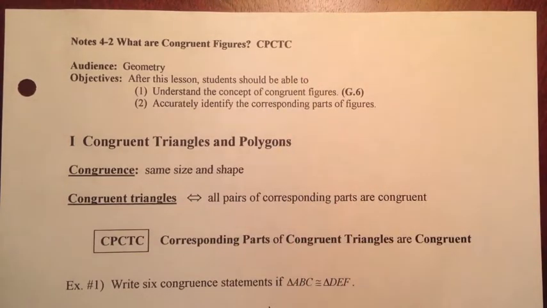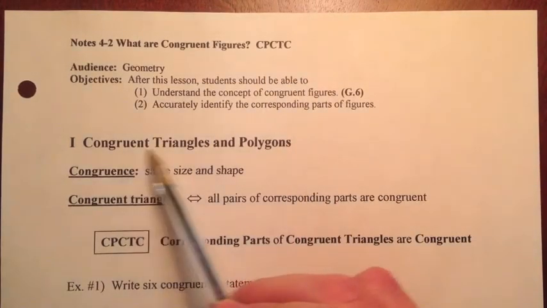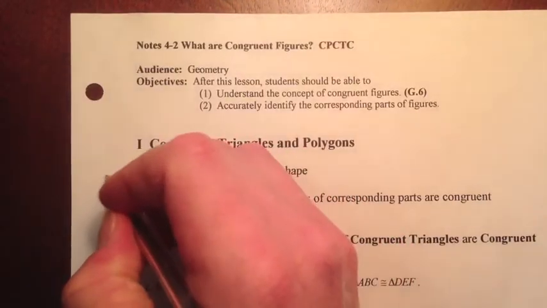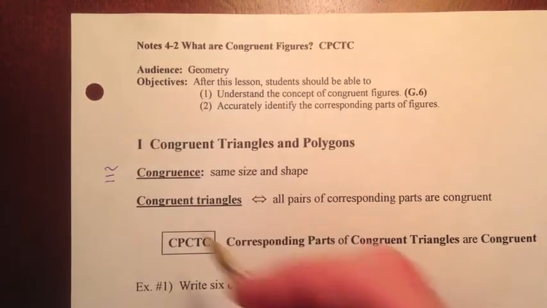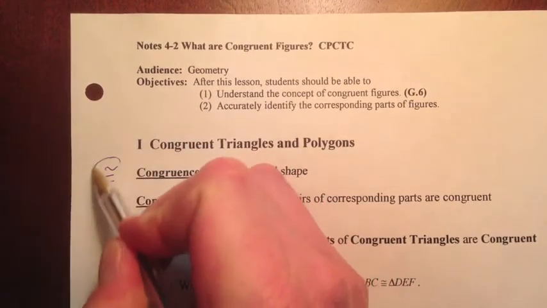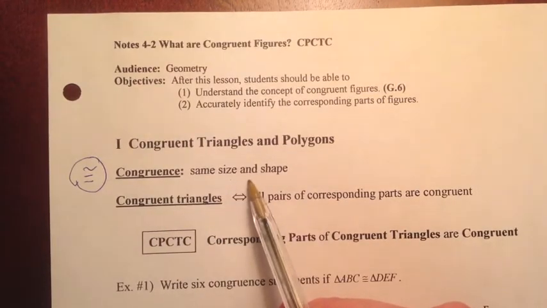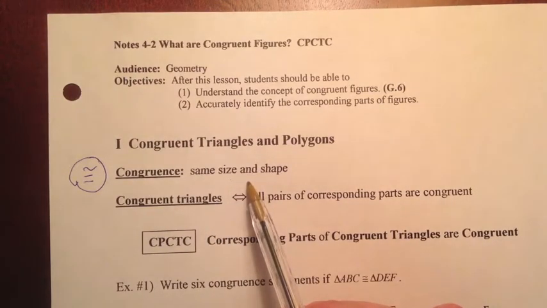Okay, so let's talk about congruence. And we're going to say congruent triangles and polygons. The idea of congruence, and the symbol for that, is the equal sign with the little wave right above it. Congruence means the same size and the same shape. So when you talk about congruent figures, you're saying they have the same size, they have the same shape.